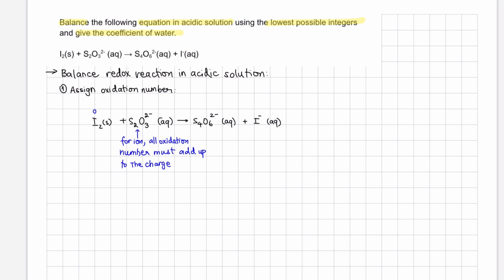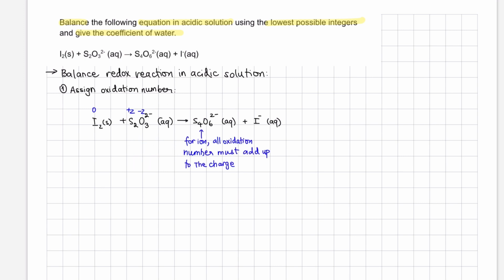Next, looking at S2O3 2 minus, this is an ion. So for an ion, all oxidation numbers must add up to the charge of the ion. If the oxidation number of sulfur is X and the oxidation number of oxygen is -2, we'll have an equation of 2X plus 3 times -2 equals the charge of the ion, which is -2. If we solve this equation, we get X equals +2. And so the oxidation number of sulfur in this compound is +2.